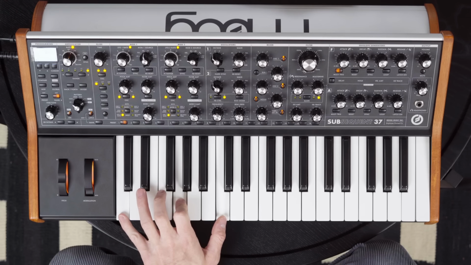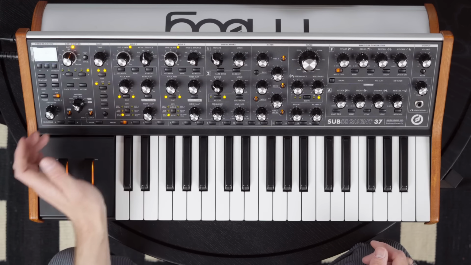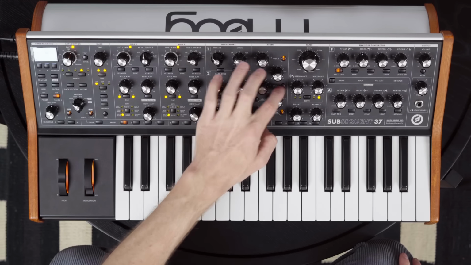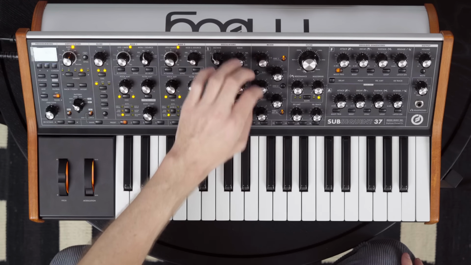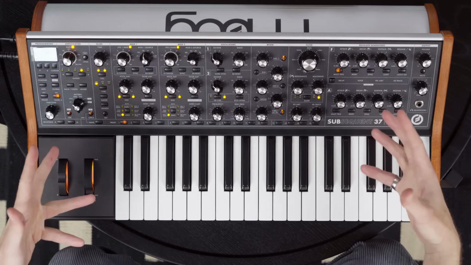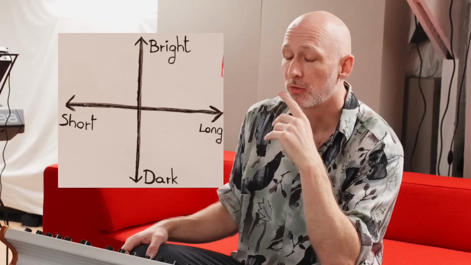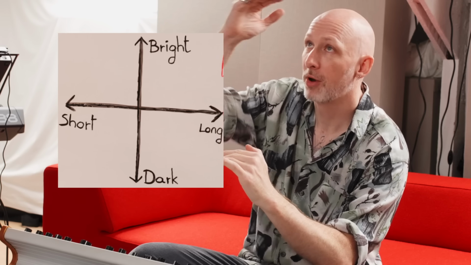Cool. I can now use my hands on the control panel. And now I can manipulate things with my hands up here, and I can think about the crossroads. Okay, dark to bright. What are the tools at my disposition?